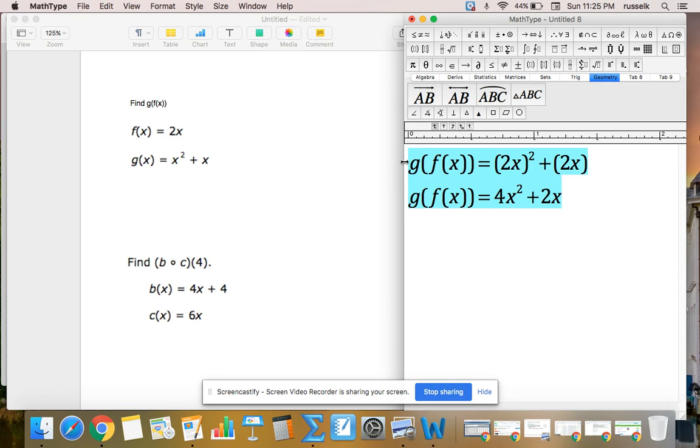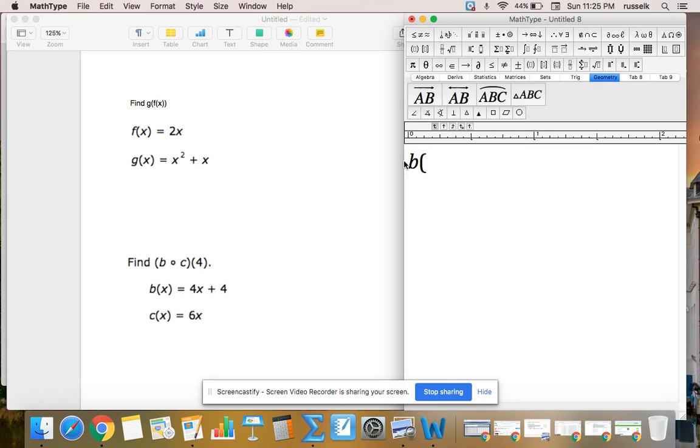So in this last one, they're asking us to find b of c of 4. So we're plugging in c of 4. I would start on the inside and do that part. So c of 4 tells me to go to c and plug in 4. When I do that, I get 6 times 4, which is 24.